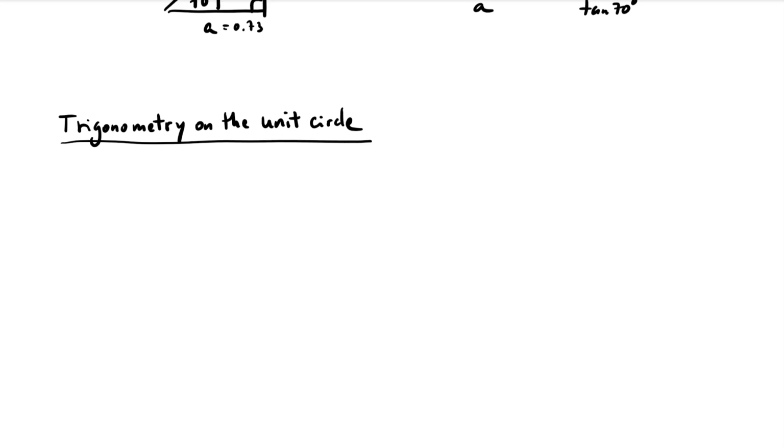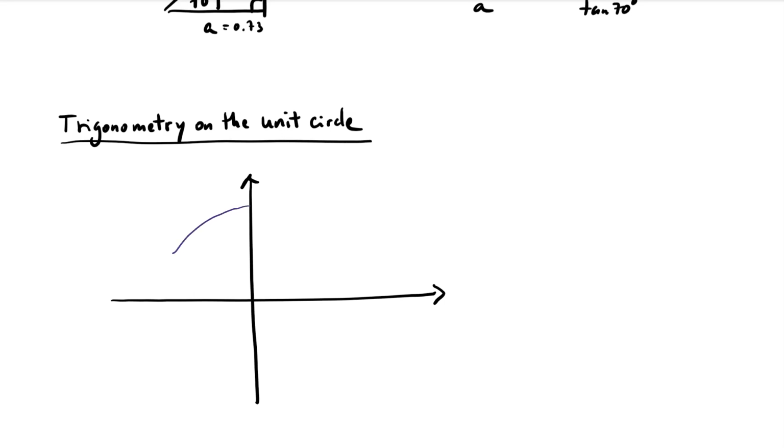So now we're ready to do trigonometry on the unit circle. So we're going to draw the Cartesian plane like this and a unit circle. Okay. So this is 1 here. This is, well, actually it would be 1, 0. This would be 0, 1.